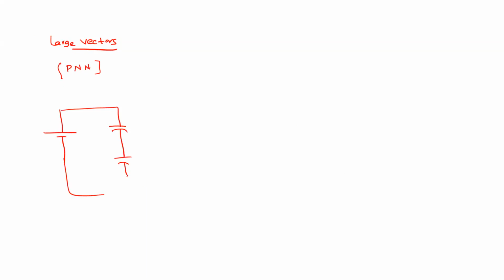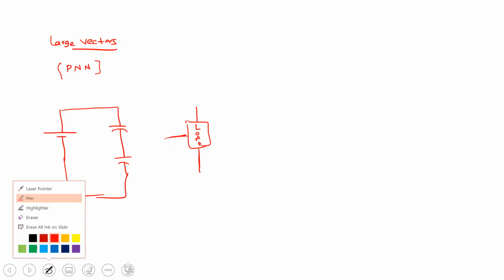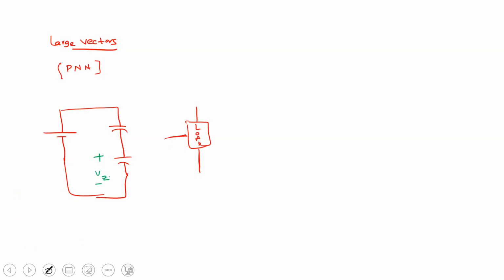the large vectors. Right. So large vectors means it consists of all P and N terms only. So let's assume that this is the large vector, PNN. So we have load here. And this is your neutral point voltage, Vz.